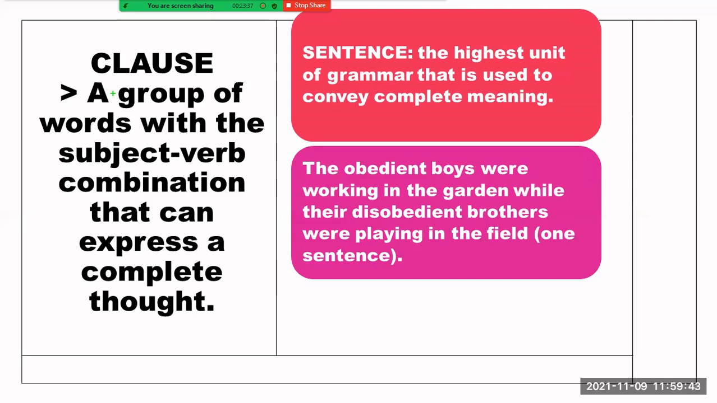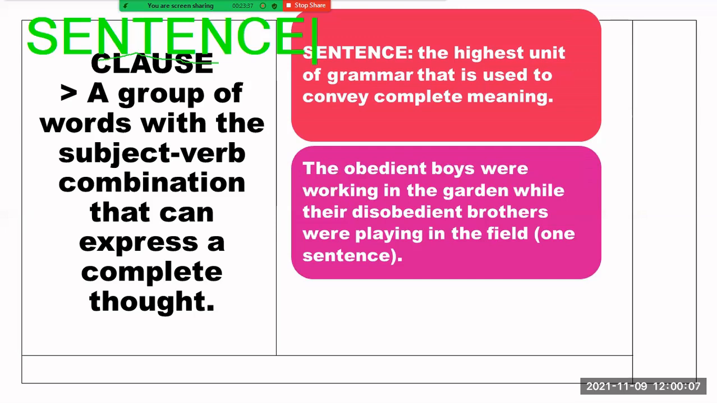So a clause, well, this is a typo here, all right? Here we are talking of a sentence. Please take note of this. We are no longer talking of a clause. We are now talking about the sentence. A sentence is a group of words with the subject-verb combination that can express a complete thought. And here you find that the sentence is the highest unit of grammar that is used to convey complete meaning.